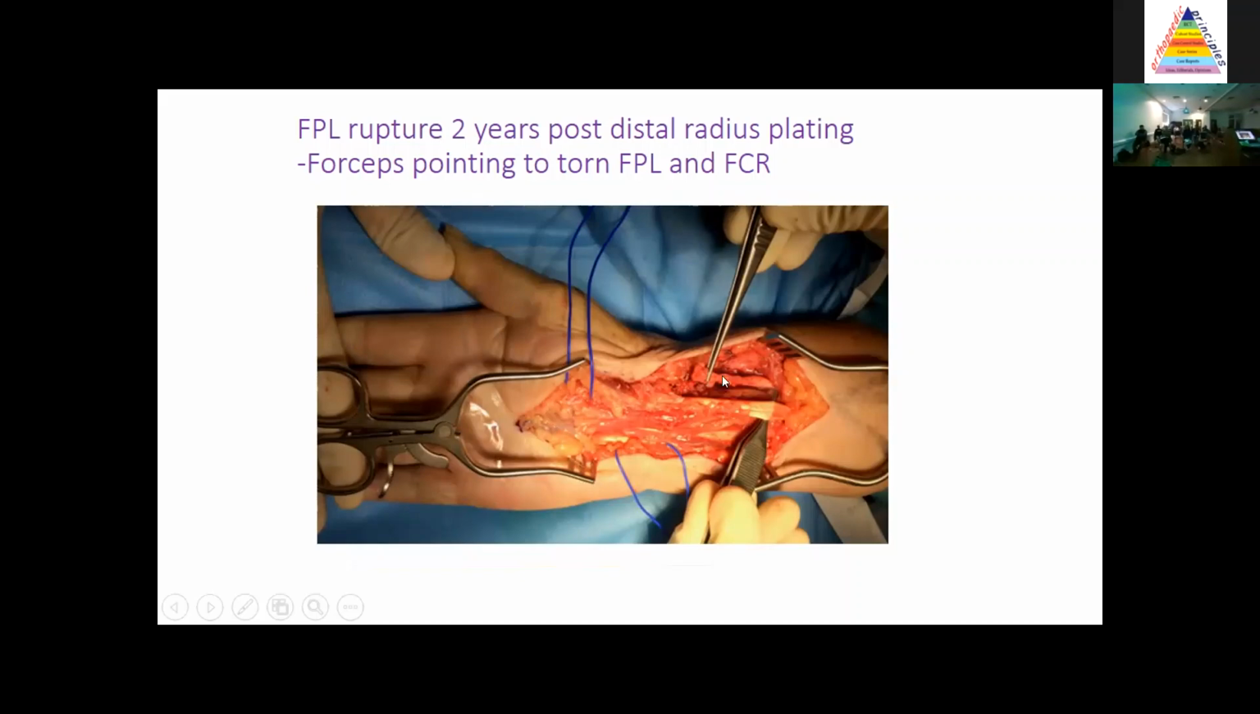So let's go through these operative pictures and see what we're doing. So that's FCR. Yes. Obviously you have to have a big incision because plate needs to come out. And then I need to take FDS to ring finger. So that's my ruptured FPL. Can you see? Compare this FPL now to the shiny FCR. So see how tendon lose their shape, their texture, their glistening surface.